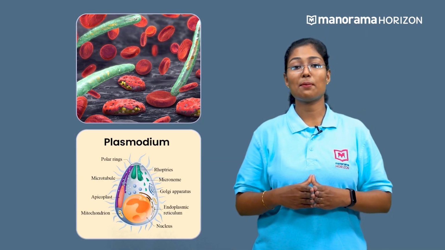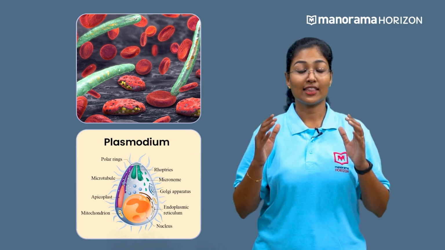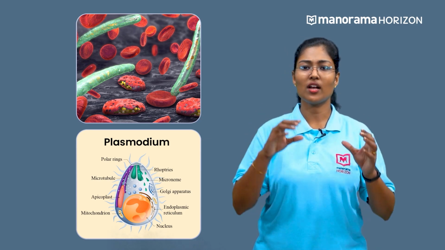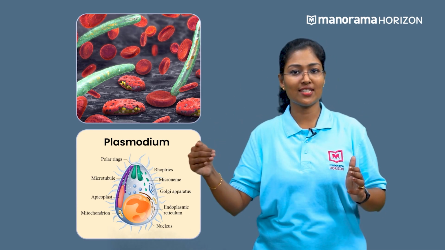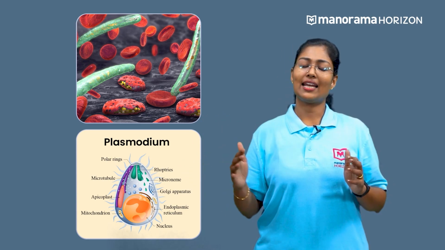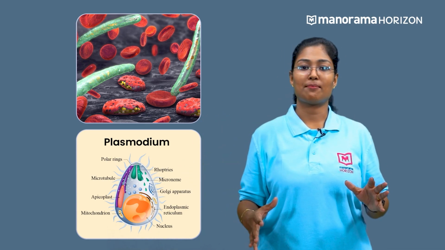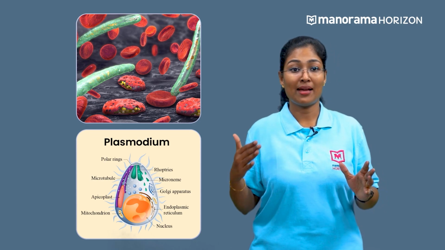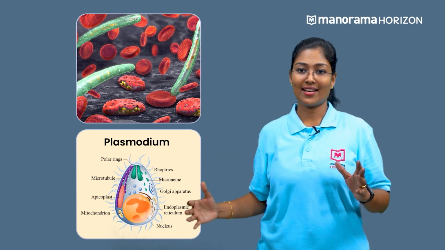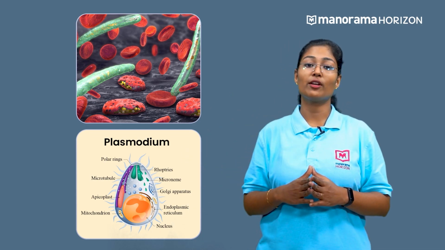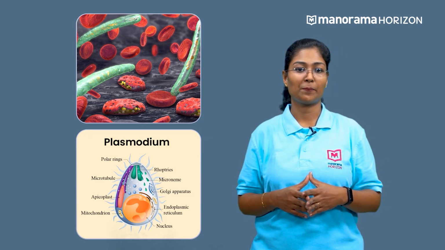Sporozoans are single-cell parasitic protozoans. These organisms have a spore-like infectious stage in their life cycle. Let's take Plasmodium as an example. Plasmodium is a malarial parasite. The parasite spreads disease to humans through mosquito bites.